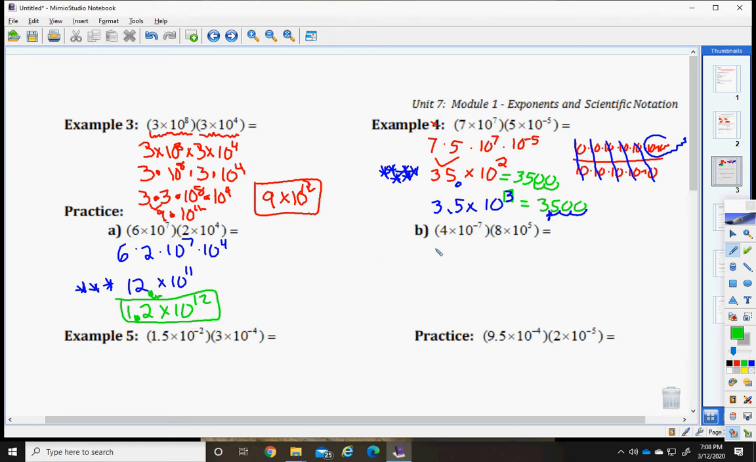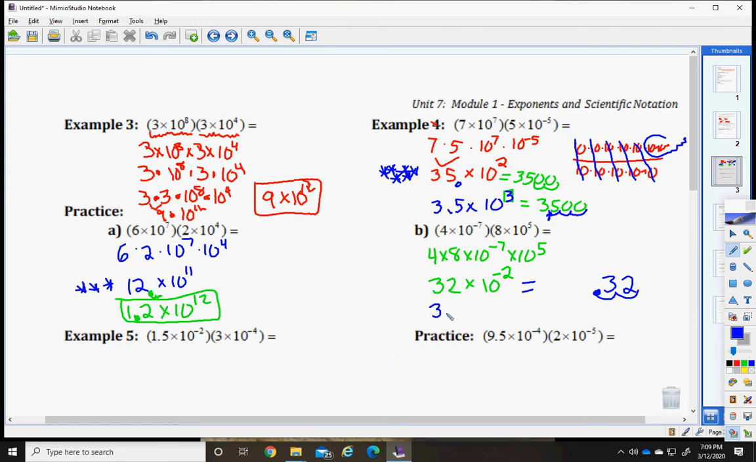And then letter B, 4 times 8 times 10 to the negative 7th times 10 to the 5th. 4 times 8 is 32. 10 to the negative 7th times 10 to the 5th turns out to be 10 to the negative 2nd power. Again, not correct scientific notation. I'm going to write this out as a normal number for a second. If I start counting from behind the 2, and I count 2 places to the left, I see my decimal has to end up right before the 3.